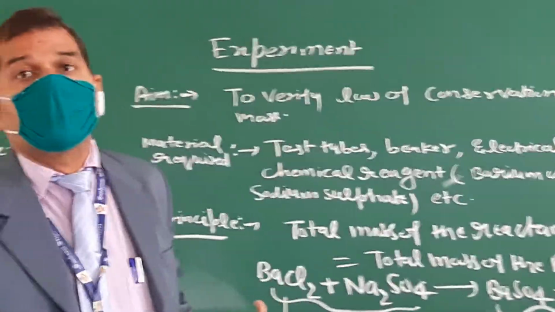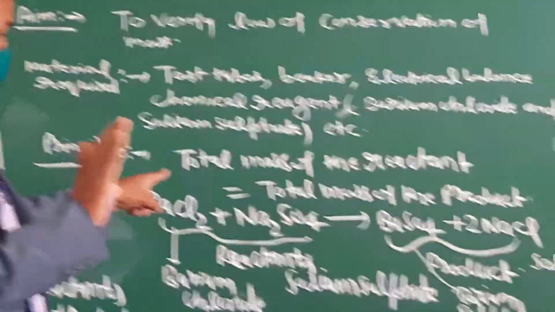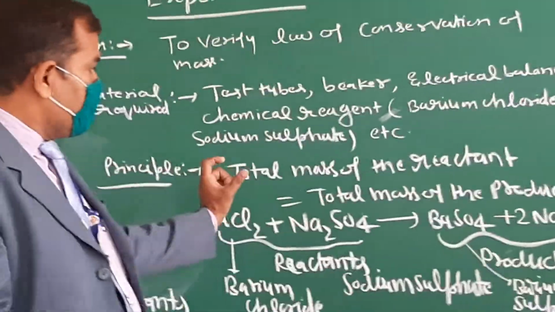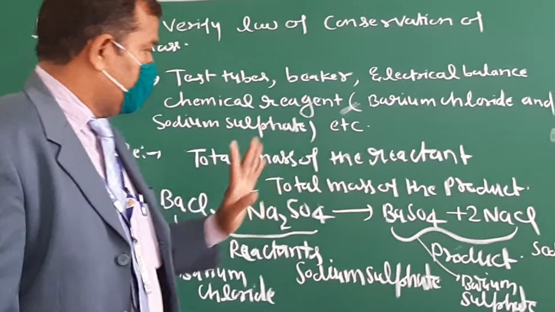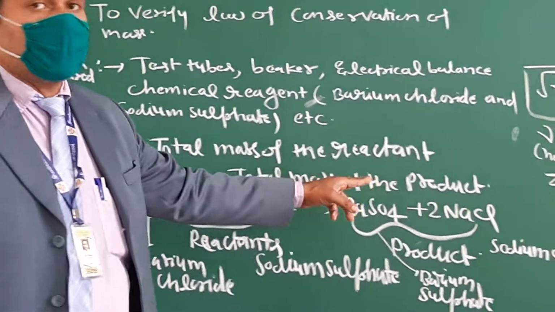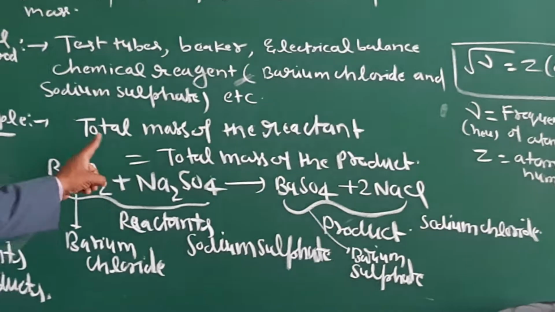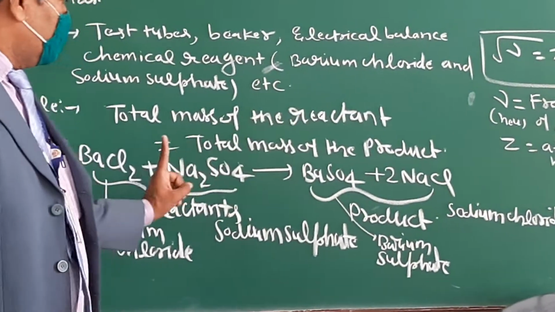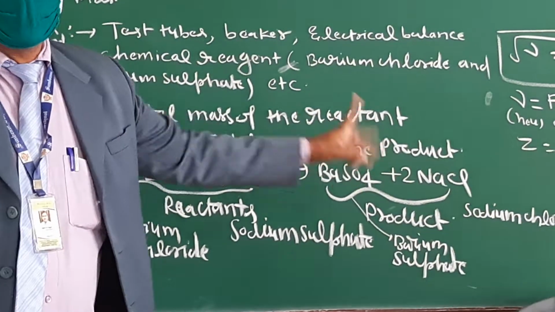What is the principle? The total mass of the reactants is equal to the total mass of the products.